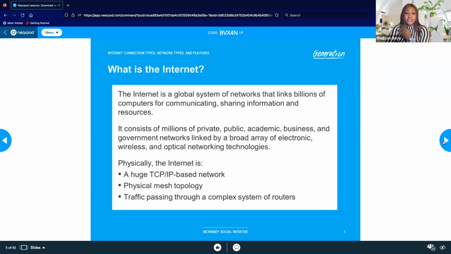The internet is a global system of networks that links billions of computers for communicating, sharing information, and resources. It consists of millions of private, public, academic, business, and government networks linked by a broad array of electronic, wireless, and optical networking technologies. Physically, the internet is a huge TCP/IP-based network, a physical mesh topology, and traffic passing through a complex system of routers.